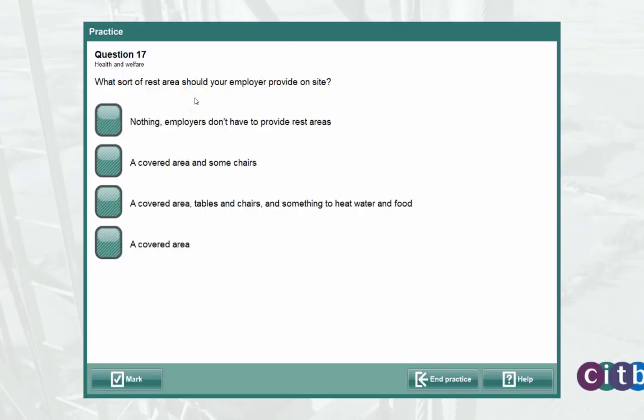What sort of rest area should your employer provide on site? Nothing. Employers don't have to provide rest areas. A covered area and some chairs. A covered area, tables and chairs, and something to heat water and food. A covered area.